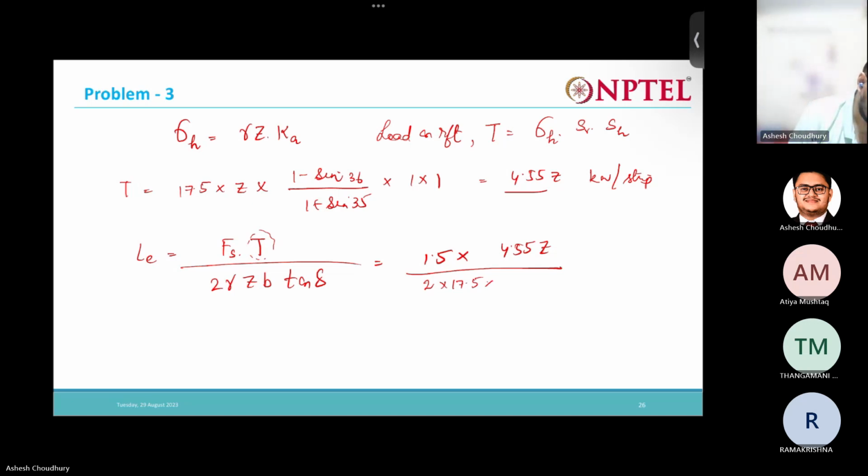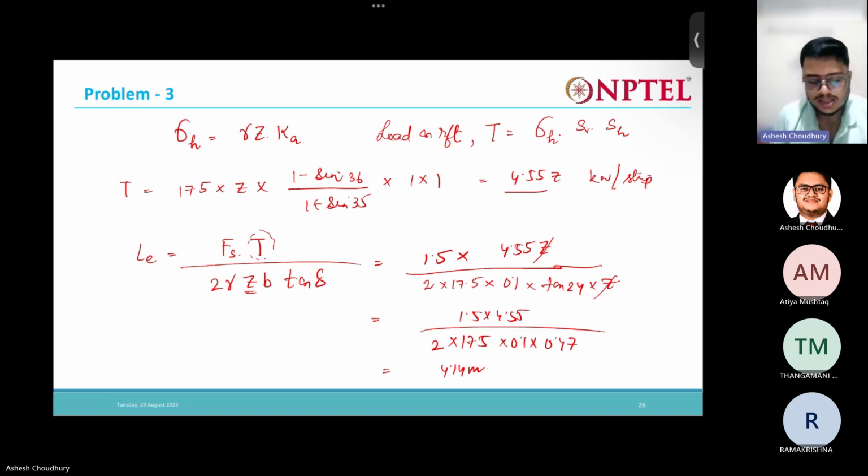What is Z? 2 into gamma into Z. We'll put Z. B is the width, 100 mm, means 0.1, into 10 delta means 1024 into Z. So Z will cancel out. 1.5 into 4.55 into 17.5 into 0.1 into 0.47. So LE will come out as 4.14 meter.